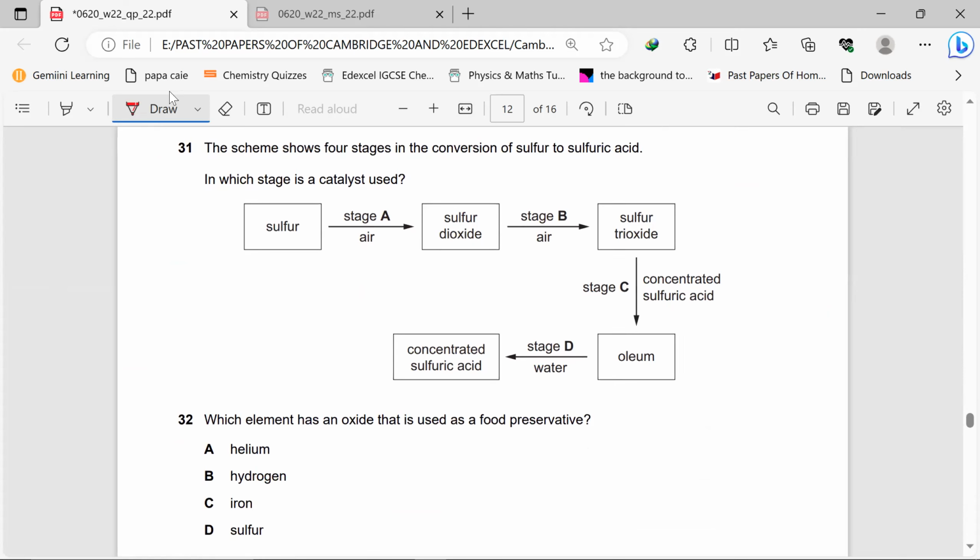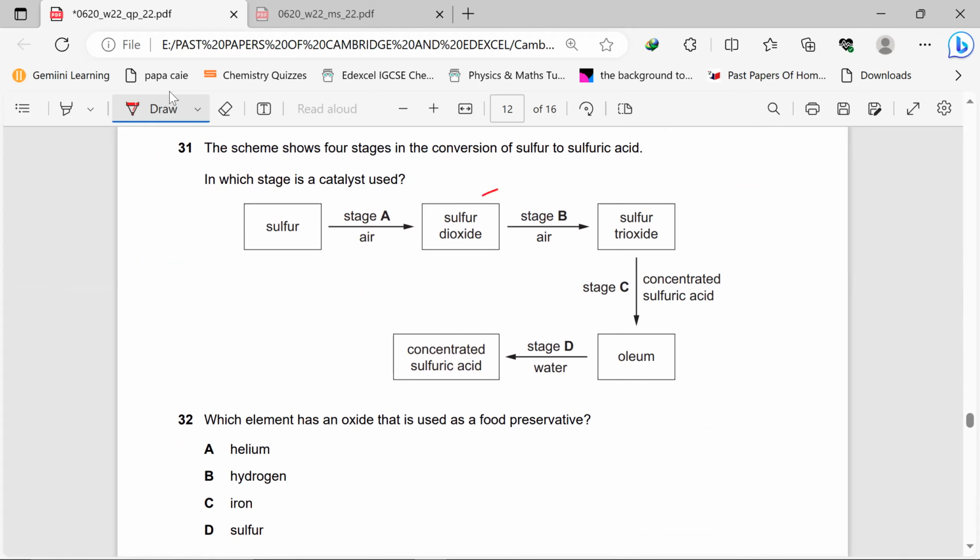The scheme shows 4 stages in the conversion of sulfur to sulfuric acid, right? In which stage is a catalyst used? Sulfur, stage A, sulfur dioxide.